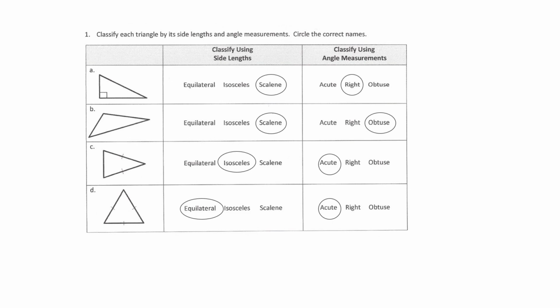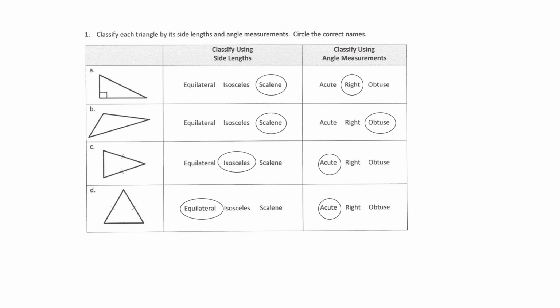Okay, so this is scalene because each side of the triangle is a different length. But there is a right angle, which makes it a right triangle. This also has all three sides a different length, but this angle is not a right angle, it's larger than a right angle, which makes it obtuse.